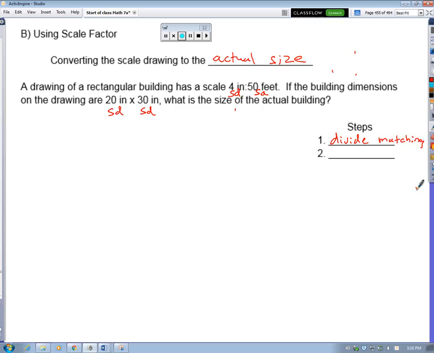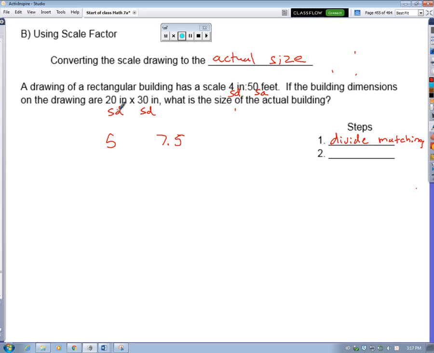So take a look at what we have here. We have the scale. Here we have our scale drawing number. We have our scale actual number. And down here we have our scale drawing numbers. So these numbers match this number over here on the scale drawing because they are both SDs. So we're going to divide those numbers. So we're going to take 20 divided by 4, which would give us 5, and we're going to take 30 divided by 4, which if you do that on a calculator, you're going to get 7.5. Okay, that was our first step. We just divided what was matching.